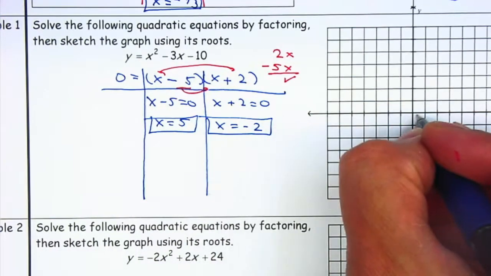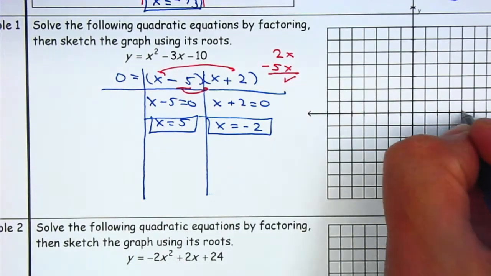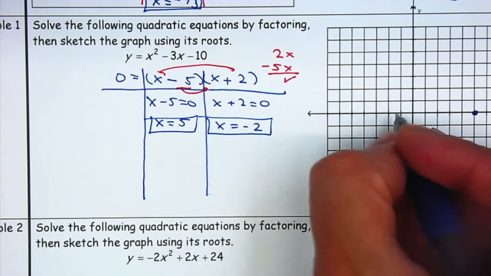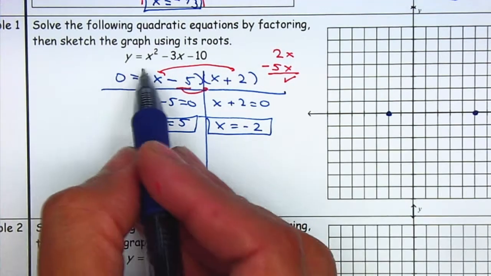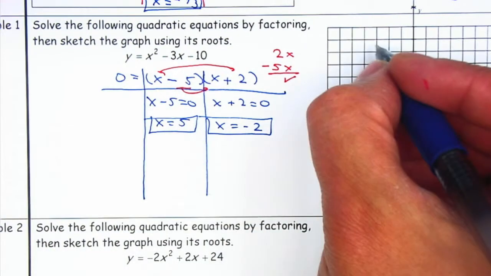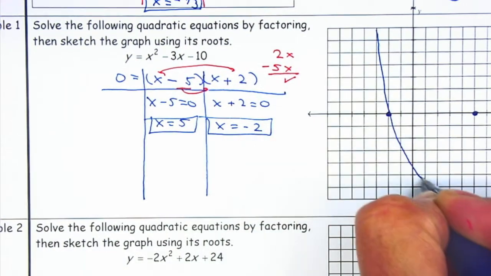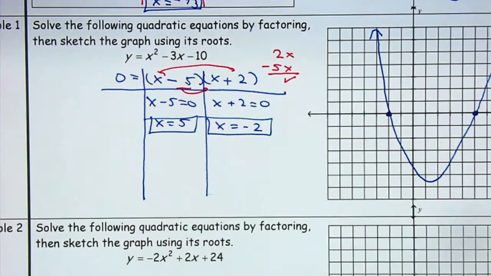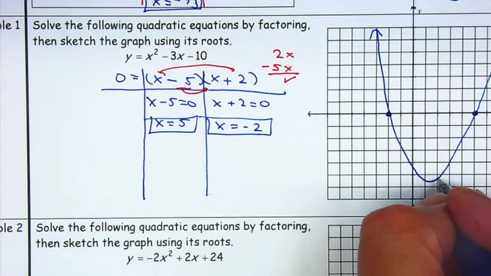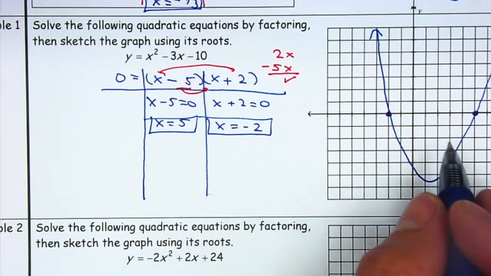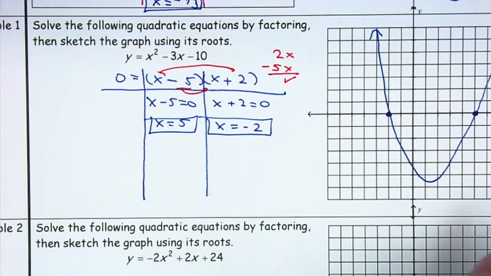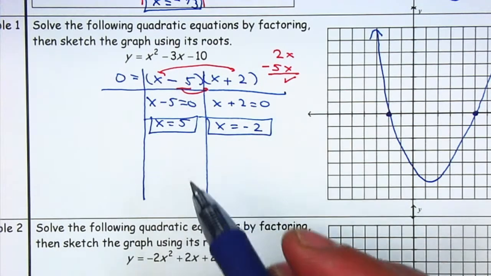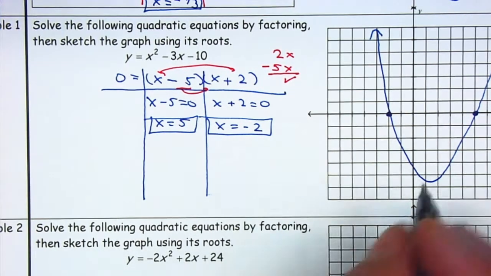I'm going to plot the points on the x-axis. Those are my roots, which are also called x-intercepts: 5 and negative 2. X squared is positive, so that means that it will be facing up. It doesn't matter how low you go. At this point, we'll explore more of the properties of parabolas and functions in the next chapter. At this point, you can just make a sketch.